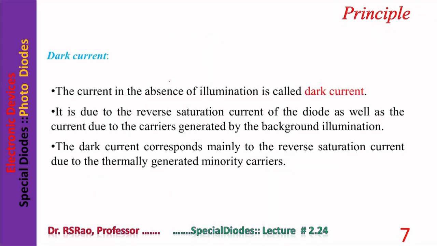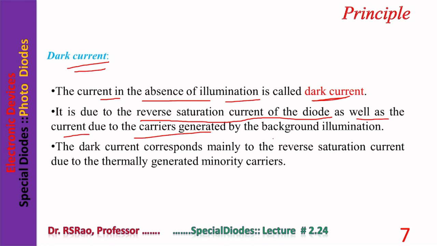Another parameter. We already encountered photocurrent, now we consider dark current. What is dark current? The current in the photodiode in the absence of illumination is called dark current. It is due to the reverse saturation current of the diode as well as the current due to the carriers generated by the background illumination. The dark current corresponds mainly to the reverse saturation current due to thermally generated minority carriers.